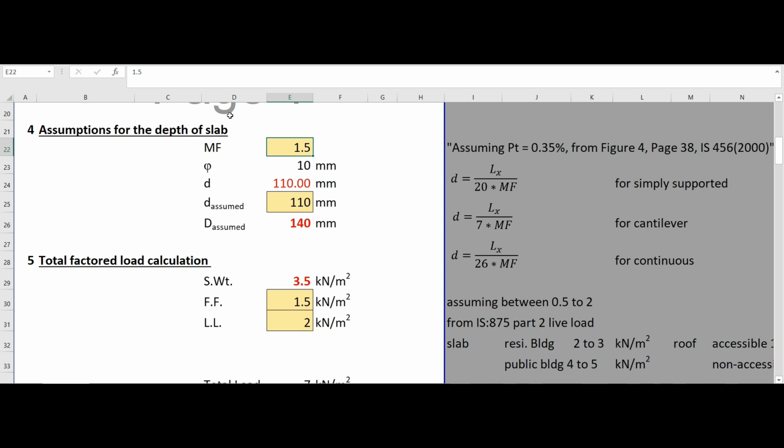Now once we get the modification factor, we will calculate the effective depth required to satisfy the deflection criteria. So for a simply supported beam, the effective depth required is Lx, which is the effective shorter span, divided by 20 into modification factor. So the modification factor we have just calculated, that is 1.5 from the graph.